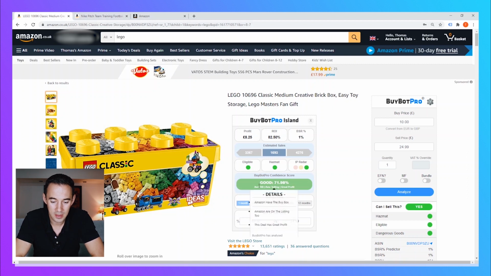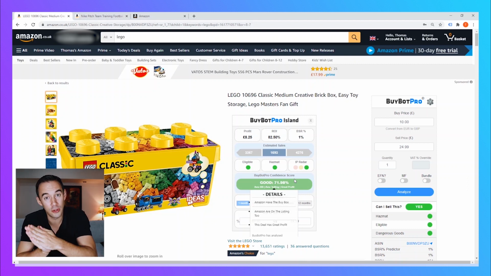So here I can see it's giving me straight away, Amazon have got the buy box, Amazon are on the listing too, and this deal has great profit. So even though Amazon are on the listing, it's still going red, and that's for you to understand. Some people don't like selling against Amazon, some people do. For me, I'm not against it, just so long as I can see an opportunity to sell. But we'll move on and do that analysis in a moment.